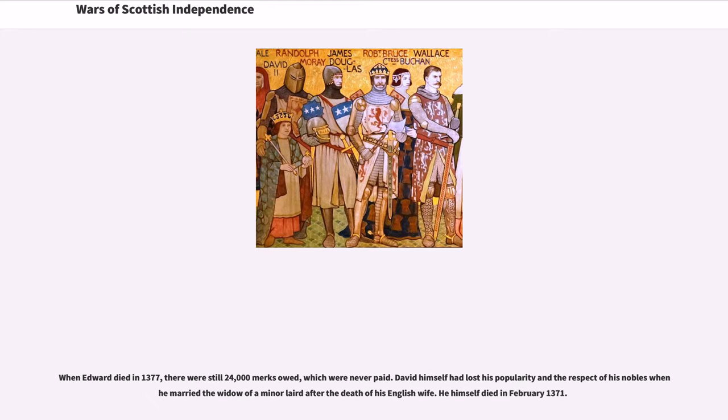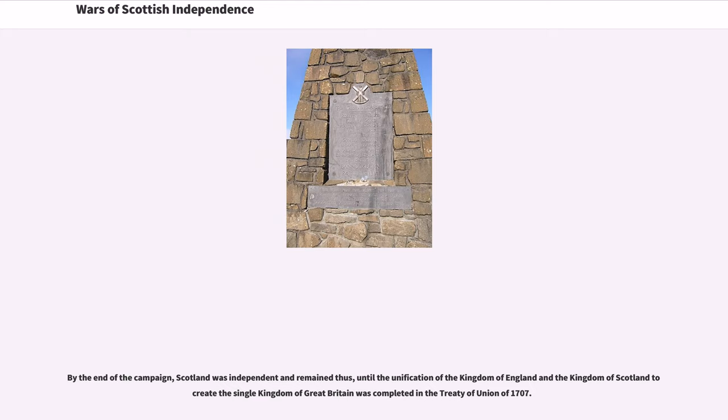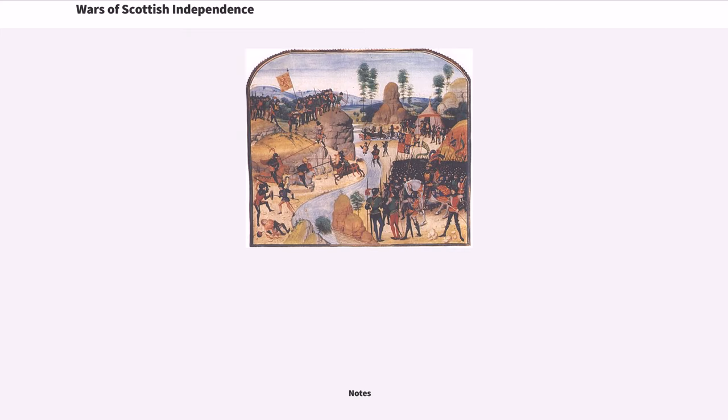When Edward died in 1377, there were still 24,000 merks owed, which were never paid. David himself had lost his popularity and the respect of his nobles when he married the widow of a minor laird after the death of his English wife. He himself died in February 1371. By the end of the campaign, Scotland was independent and remained thus until the unification of the Kingdom of England and the Kingdom of Scotland to create the single Kingdom of Great Britain was completed in the Treaty of Union of 1707.